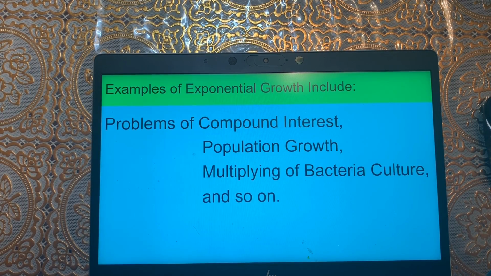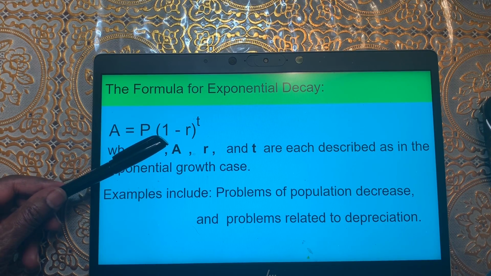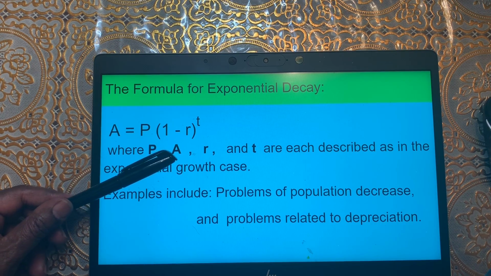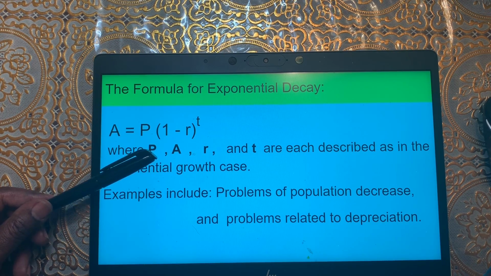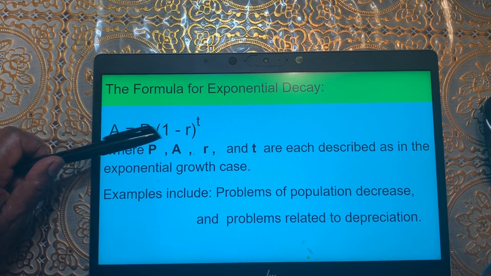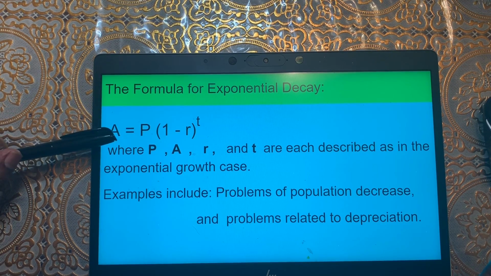The other is the decay formula. The difference is just you use minus instead of plus, but all the variables, the quantities, are the same. So we apply this formula when it is a decrement or a decay: A equals P times (1 minus r) to the power of t.